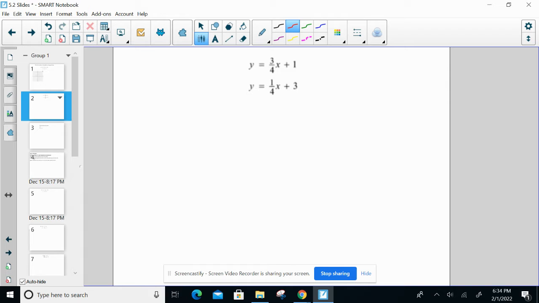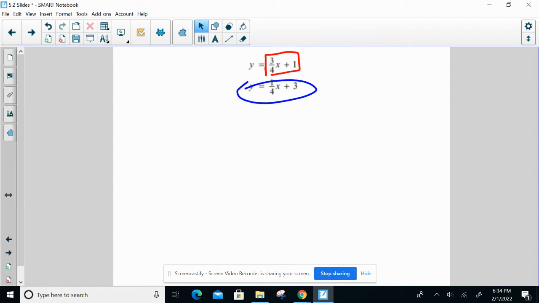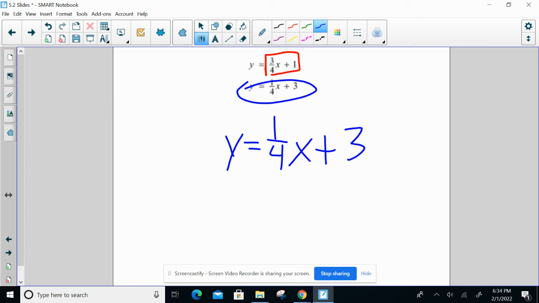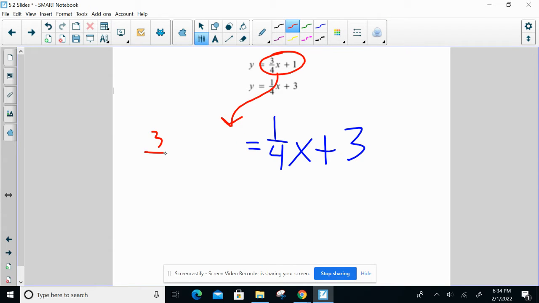You just had to set these things equal to each other, solve for x, plug it back in to solve for y. As in, because this says y equals, anywhere we see a y down here, we can put what I just highlighted in red in for y, because it says y equals. So if I rewrite my second one like this, what I'm saying is this says y equals. So everywhere I see a y, I can replace it with 3 over 4 x plus 1.